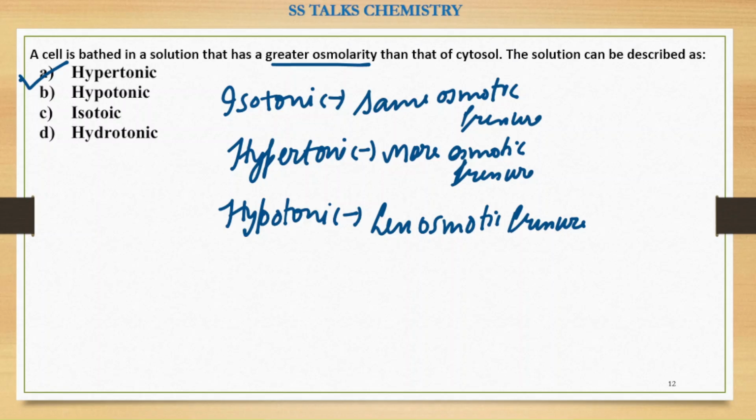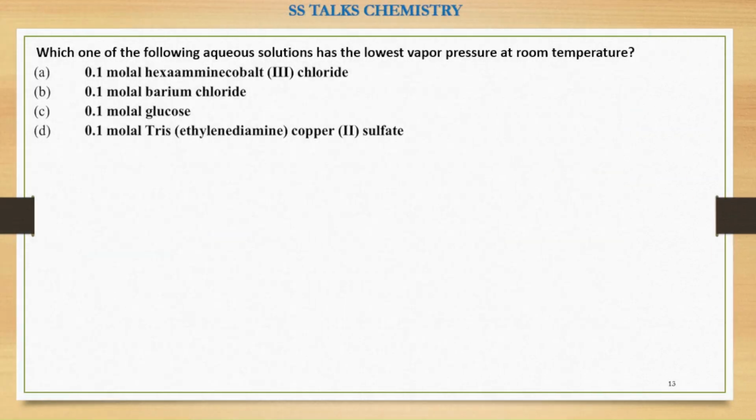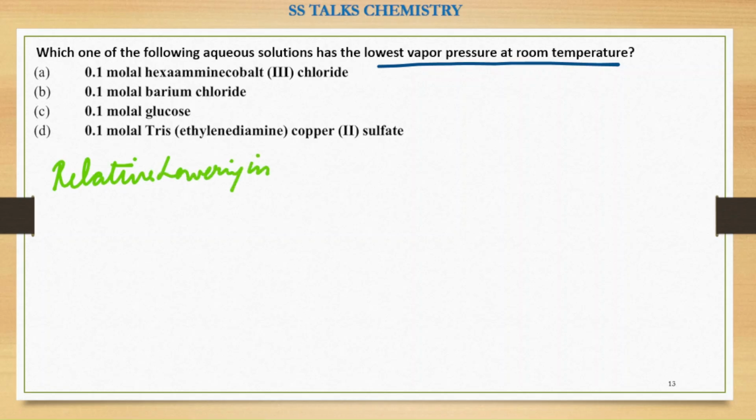Okay, now next we have this question. It says which one of the following aqueous solutions has the lowest vapor pressure at room temperature. So we know that the lowering in the vapor pressure, delta P, is equal to, generally the expression that you observe is that of the relative lowering in vapor pressure. A relative lowering in the vapor pressure.